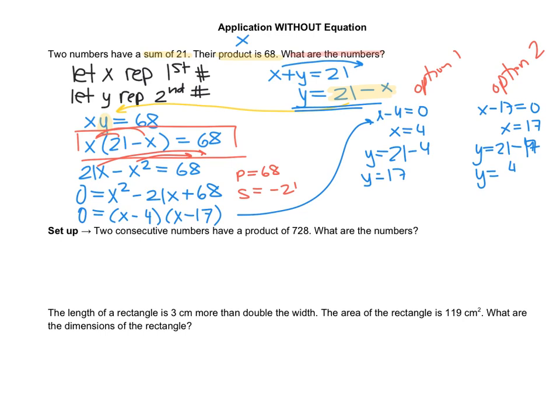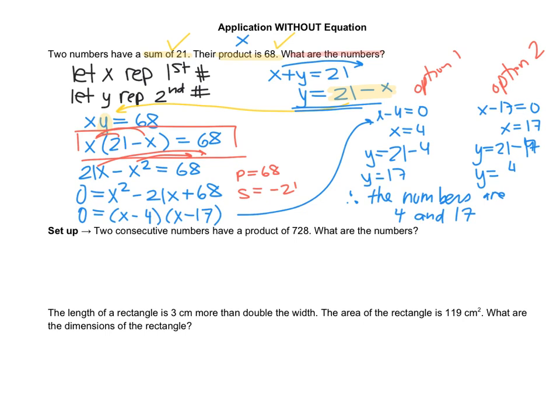So at the end, make sure, therefore, the numbers are 4 and 17. And then you can do a quick logic check. 4 plus 17 is 21, so that first criteria is checked off. 4 times 17 is 68. So perfect. I feel confident and I can move on.